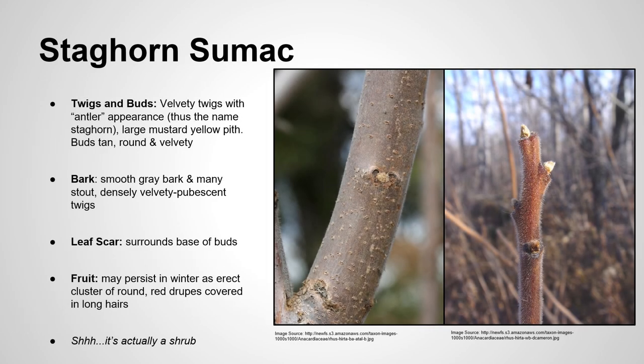One of the most ubiquitous coastal plants is the staghorn sumac. Technically not a tree, but we won't make it feel bad and we'll include it here. Twigs and buds are velvety like the antlers of a stag, with round tan buds at the end. The bark is generally smooth and gray with very conspicuous lenticels. The leaf scars surround the base of each bud. Unlike most other species, the bright red upright fruits may persist year-round.